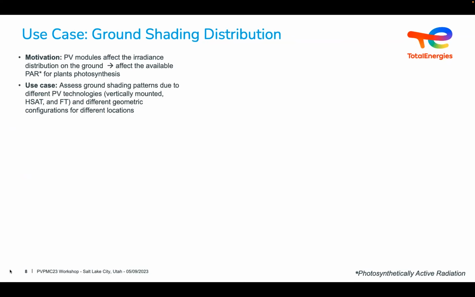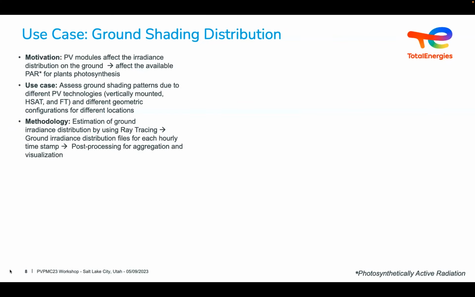The next part discusses the ground shading distribution. In this case, again, we are talking about Agri-PV, and the idea behind it is that the PV modules affect the irradiance distribution on the ground, which in turn can affect the available photosynthetically active radiation, which is crucial for the plant's photosynthesis. The idea now is to use ground shading patterns due to the different PV technologies and to assess them, compare them, and see what the outcome is for different geometric configurations and for different locations.